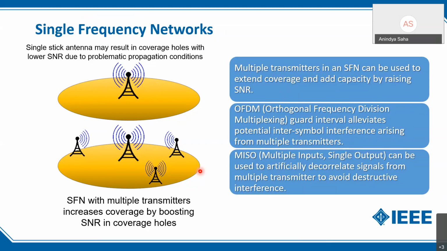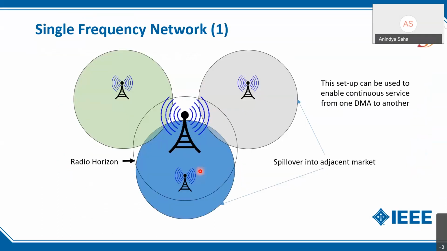And because you use OFDM, the inter-site distances can all be addressed in terms of deployment by choosing the appropriate guard interval, so that these multiple transmitters do not appear as interference. So there are ways to handle it by choosing the appropriate guard interval. So this is one example of a single frequency network.